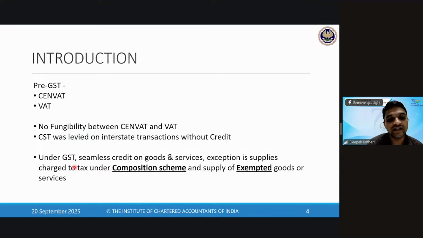Under GST, there is a seamless credit on goods as well as services. And the exceptions are only two. One exception is when your supplier charges tax under the composition scheme, because you have learned this composition scheme, right? Can a composition scheme person charge GST, and can you claim the credit on it?